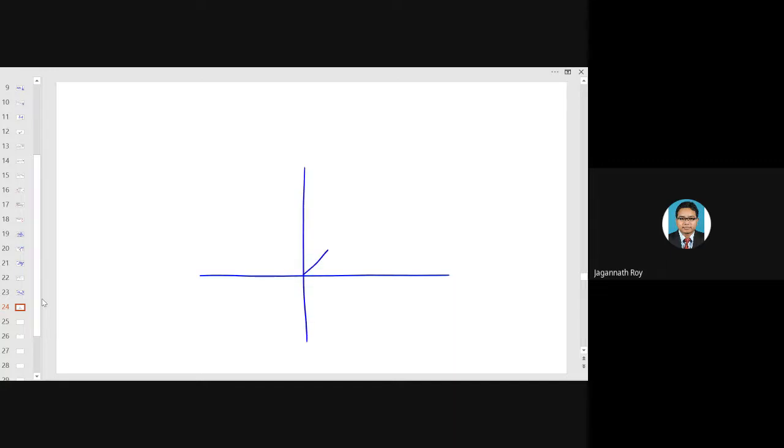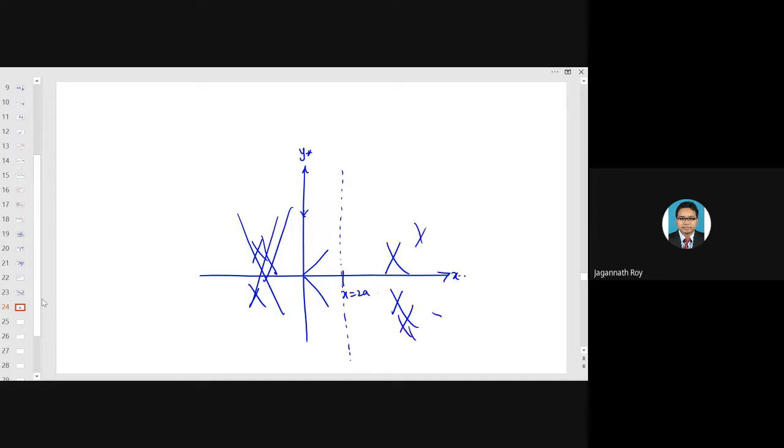So this is a cusp. You write down: no portion is on the left hand side of the y-axis. This is the y-axis, this is the x-axis. And if you plot x equals 2a here, no portion of the curve is there also. So if you plot this asymptote here, no portion of the curve is there. So the only possibility is here. This is the cusp. Now we'll come back to the question of why we have not considered any inclined asymptote.